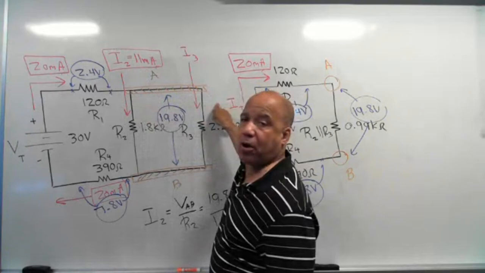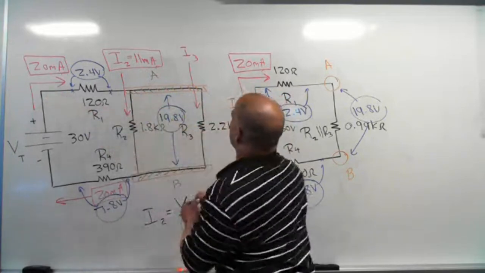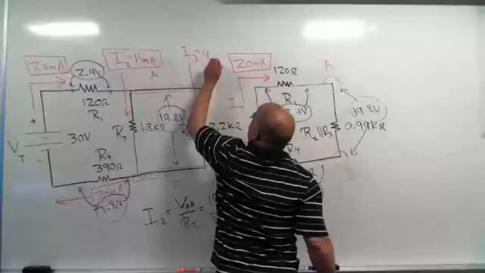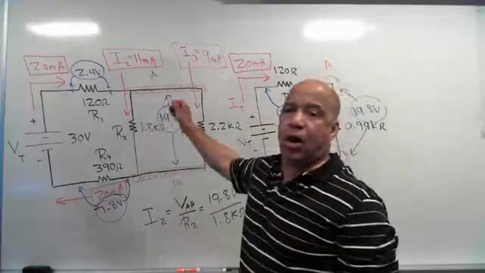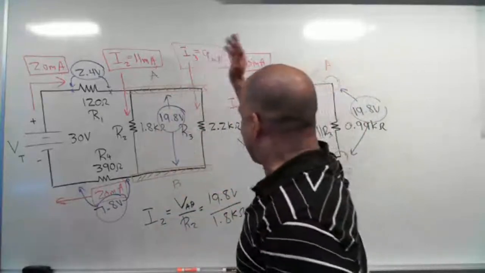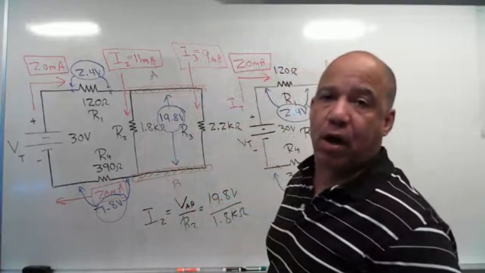If I want to find the missing current, I'm going to take the 20 milliamps minus 11 milliamps. That's going to leave me with what? 9 milliamps. I look at this, I say I got all my voltage drops, I got all my branch currents, I got my main line currents, the circuit is solved.